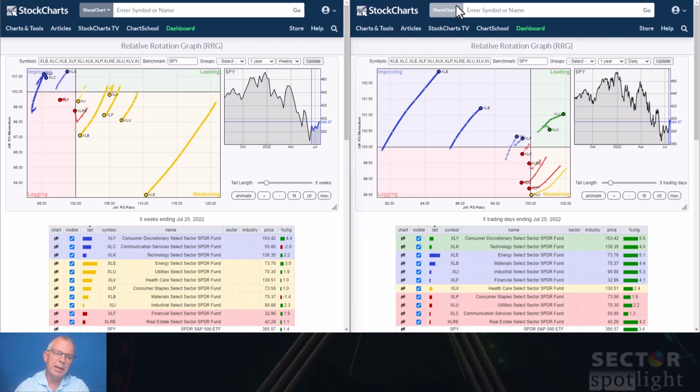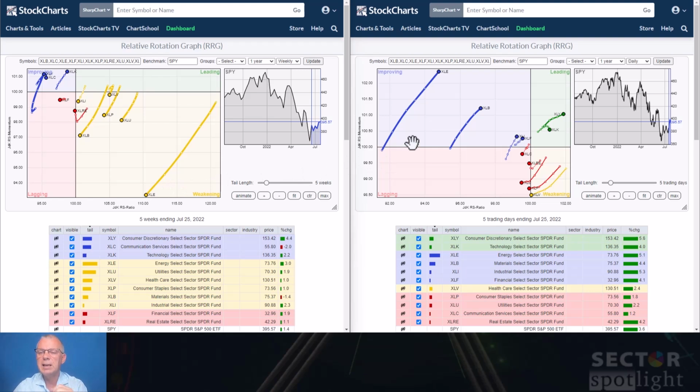We have a look at the RRGs, which is the daily on the right-hand side and the weekly on the left-hand side. Then the tail for XLE, the energy sector, I think is very important and very interesting to watch, because on the weekly, it's the long tail that is traveling through weakening, but still at the highest RS ratio. And we have identified already a couple of weeks ago that this is still a very strong sector with a very strong relative uptrend, but it's going through a setback.